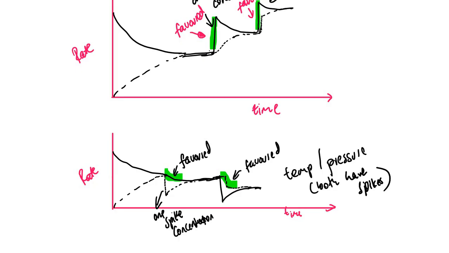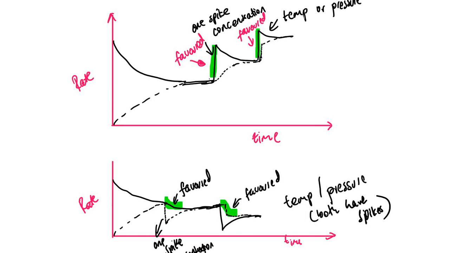Okay, so the one that will be at the top there is the one that was favored. The one that is not favored must go down, down, down. That's how you remember it. If both have spikes, it means it's temperature or pressure. If it has one spike and the other one doesn't have a spike, it gradually decreases, then it means that is concentration there. Okay, I hope that we understand how to interpret rate graphs.